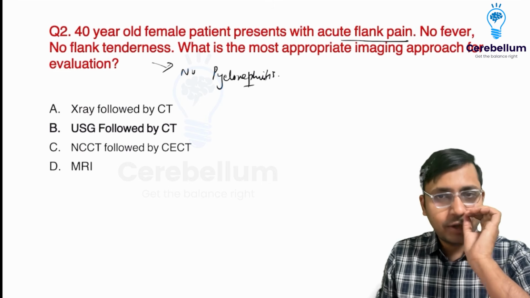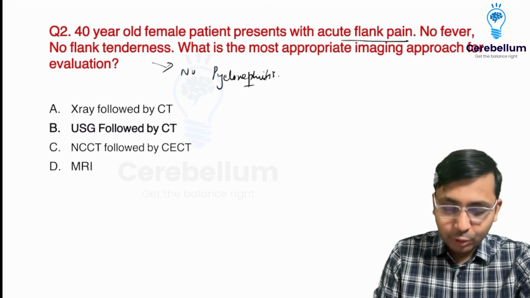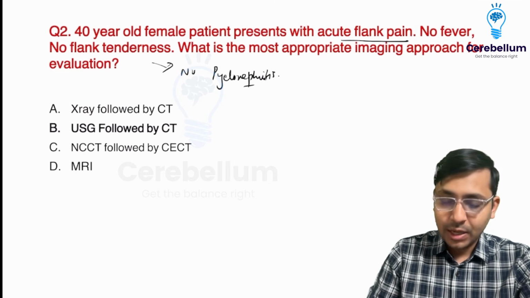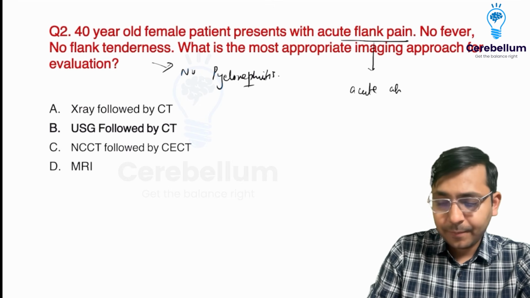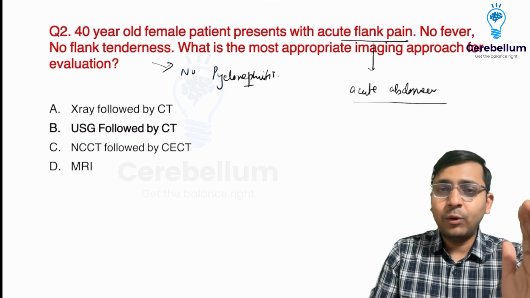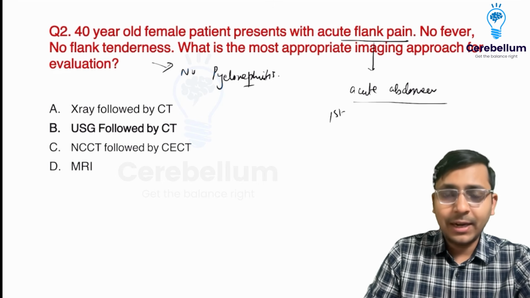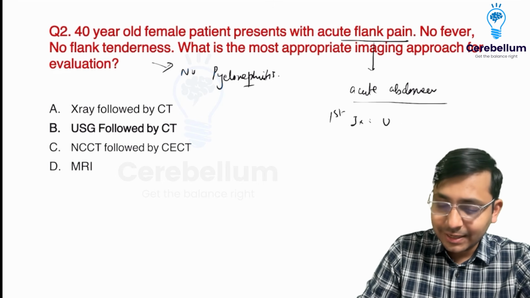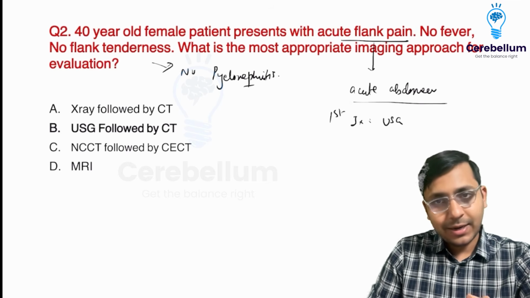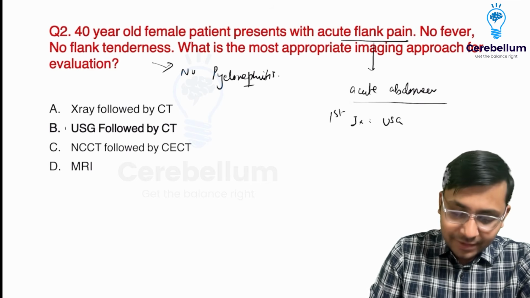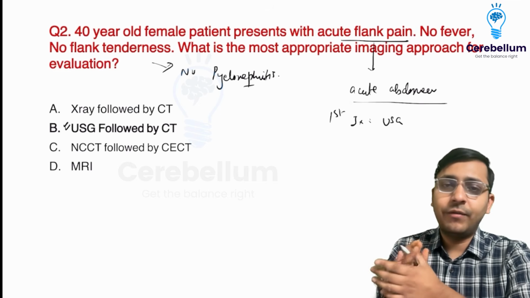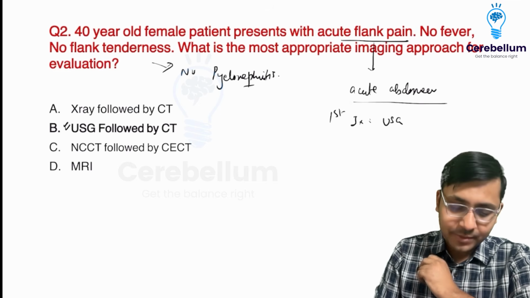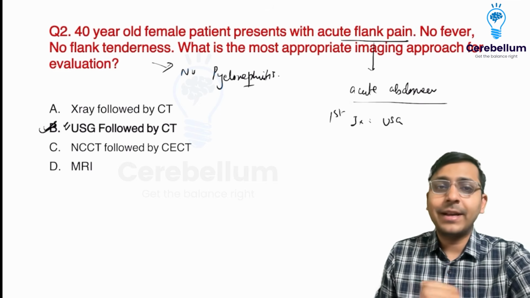Now, I've talked to students who are confused between X-ray followed by CT or ultrasound followed by CT. Now, remember, acute flank pain is a type of acute abdomen. Whenever we talk of acute abdomen, we have talked about this in class multiple times. The first investigation is an ultrasound. Right? So, the first investigation will be an ultrasound. It will not be an X-ray. And because we are thinking of renal stones, we'll follow it by CT. So, the option is B, ultrasound followed by a CT scan.